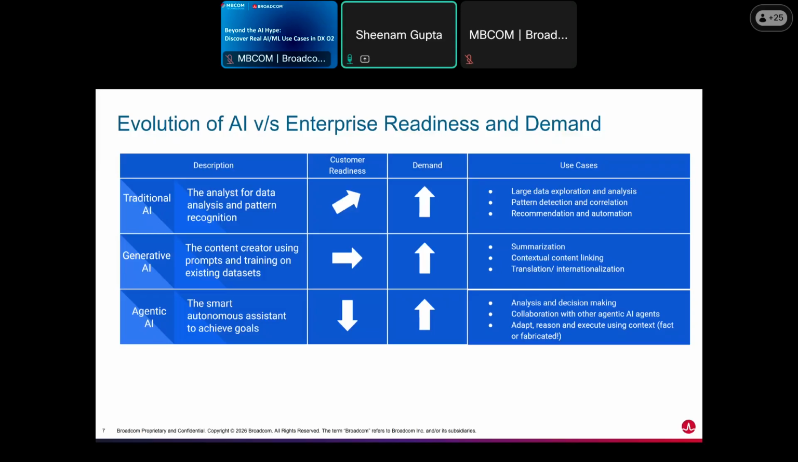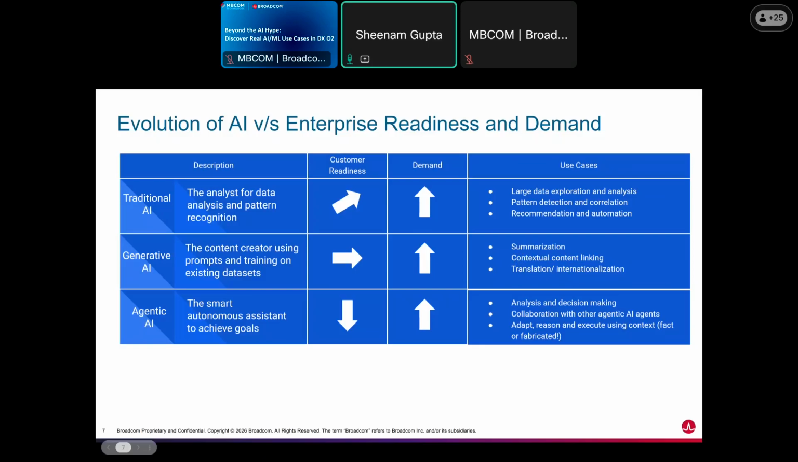Things like those. And also augmenting that with contextual content linking. There was a very interesting area of translation or internationalization in some cases as well that was being looked at for Gen AI. And I would say the way from Gen AI to agentic AI was very fast, right?